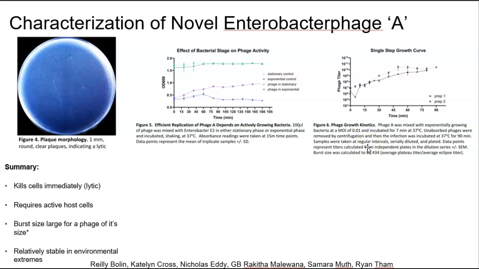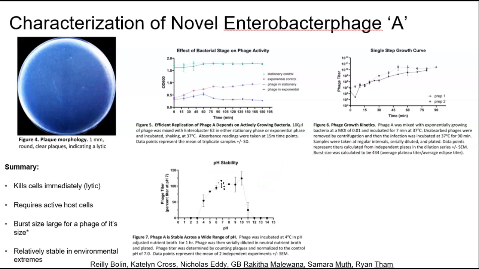But this is how we're able to see how quickly the virus replicates in culture. And then we look at how stable it is in the environment, and this was kind of exciting. We can see the virus is actually really stable over a wide range of pHs. So on the x-axis we've got pH, and on the y-axis we've got the amount of phage. And we take the virus and we normalize this to pH 7, so that's 100%.